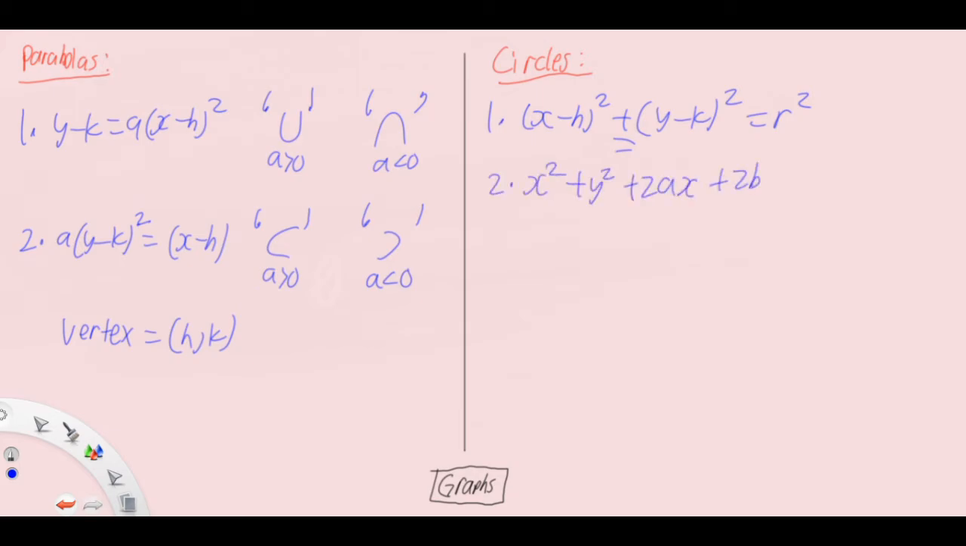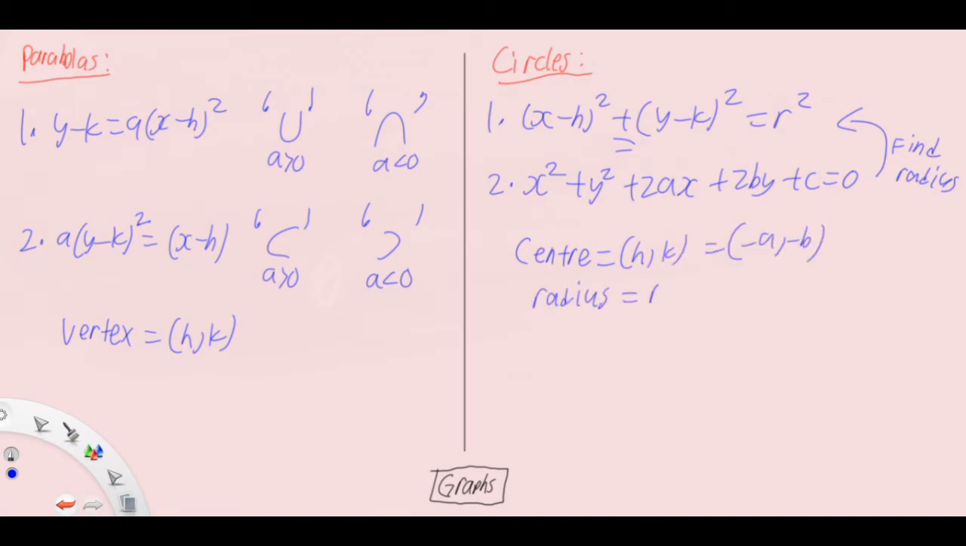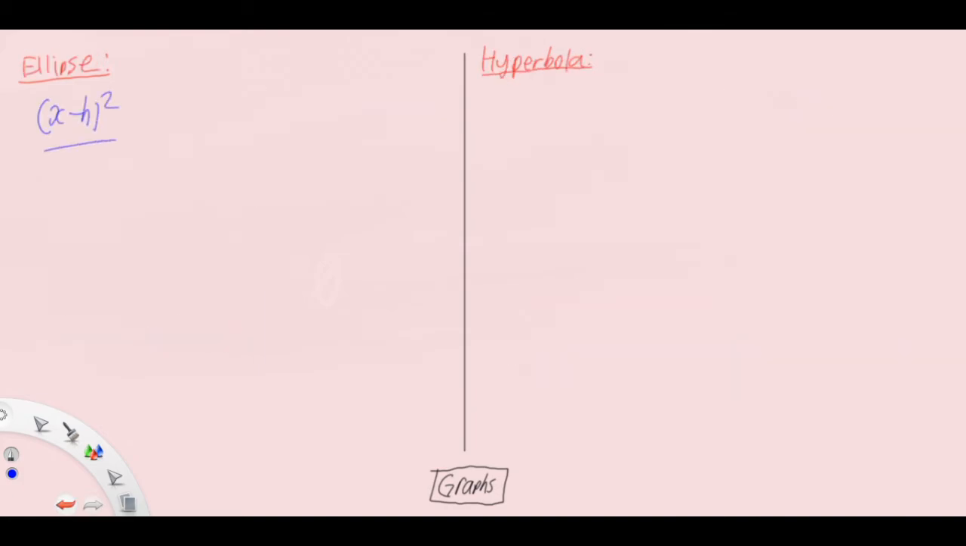Another one is x squared plus y squared plus 2ax plus 2by plus c equals 0. Convert the second to the first equation to find the radius. The center is (h, k) for the first equation, and (minus a, minus b) for the second equation. The radius is simply r. Now take note, the coefficients of x squared and y squared are the same for it to be a circle, and usually convert it to 1.